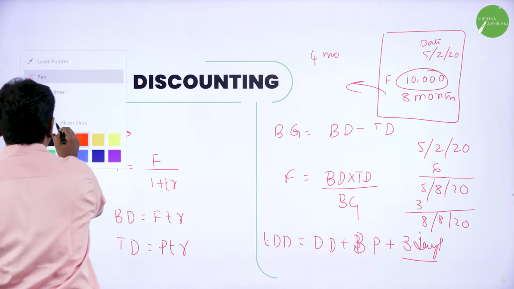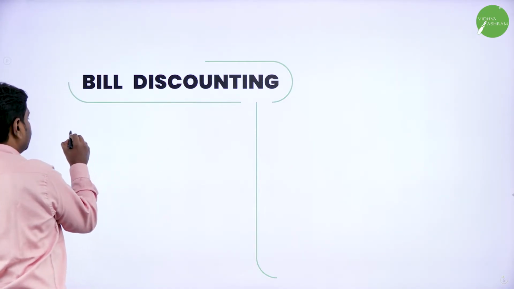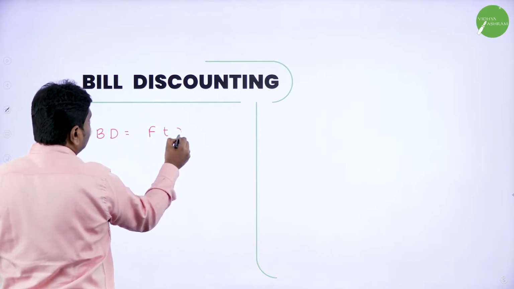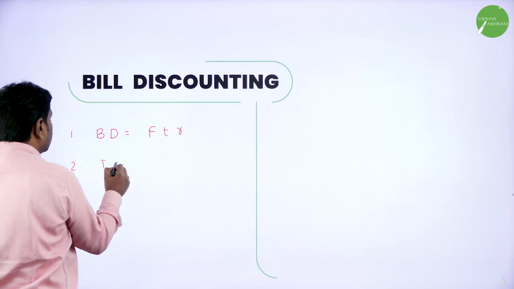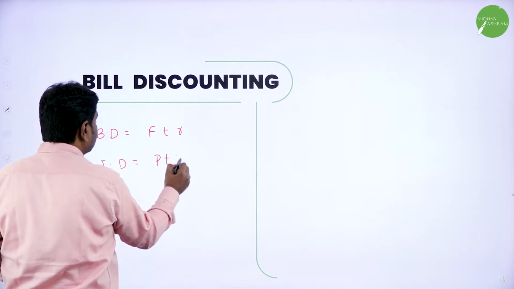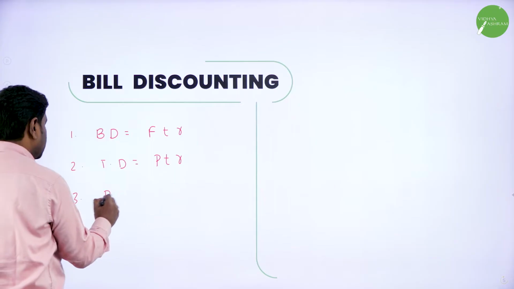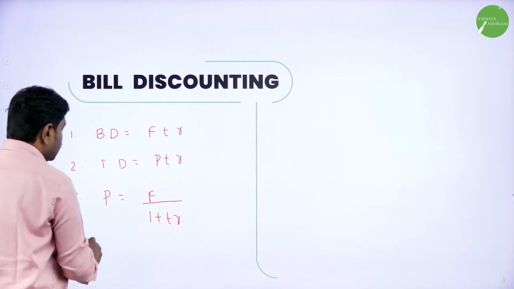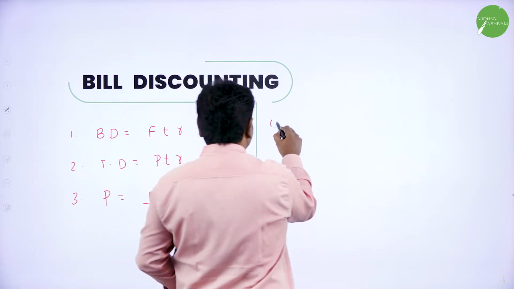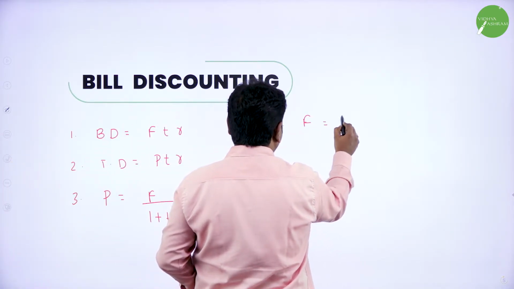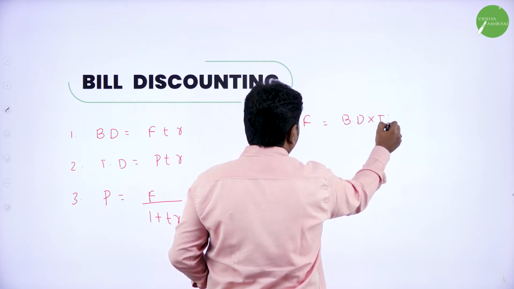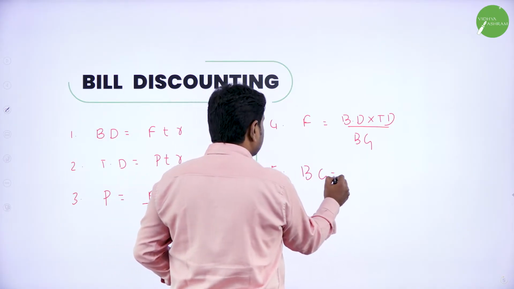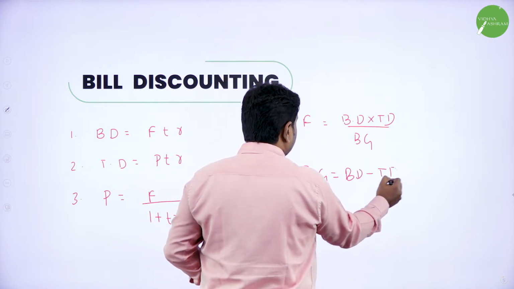Let me summarize. There are two types of discounts. What is the first discount? BD. What is BD, dear students? FTR, face value into time period into rate. The second one is TD, true discount. That is PTR, where P is the present value. What is present value? Face value divided by 1 plus TR. The fourth important formula is that face value can also be calculated in terms of BD and TD: BD into TD divided by BG, where BG is banker's gain. How to calculate banker's gain? BD minus TD.